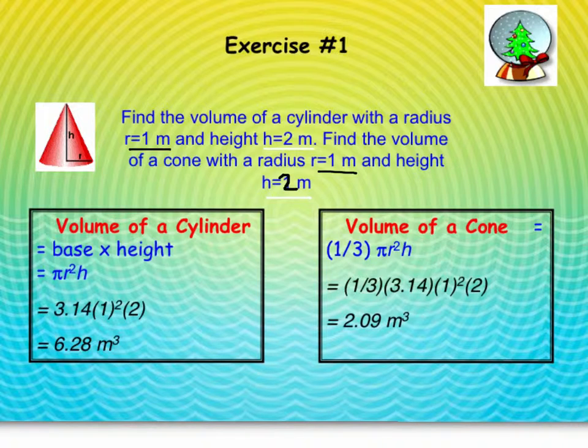Let's find the volume of the cylinder. It's the area of the base times height. The area of the base is a circle, so it's pi r squared times height. And if we do that in our calculator, we would get 6.28 meters cubed. Now, for the volume of the cone with the same height and radius, we'll take 1/3 of that number, and it will give us 2.09 meters cubed. And now we have the volume of our cone. Let's take a look at another example.